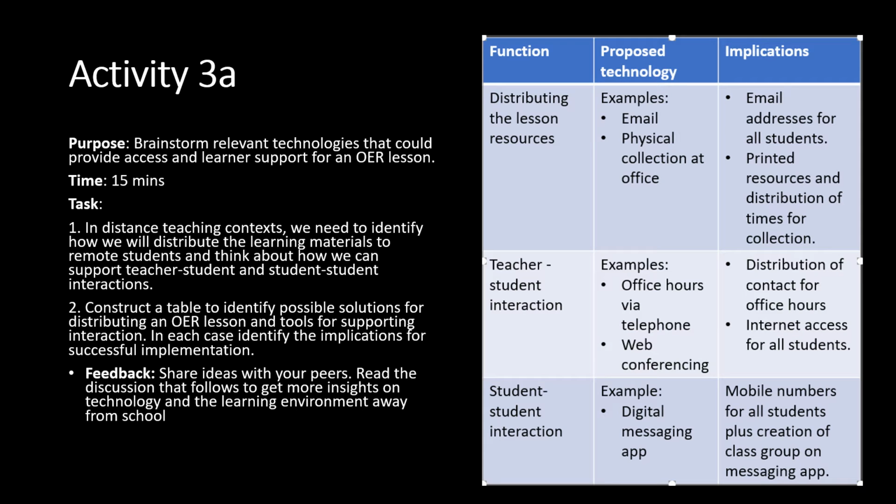This unit has a total of 8 short activities, 3A to 3H, involving reading, preparing an output, and sharing these with colleagues in the discussion forums. In Activity 3A, we brainstorm relevant technologies that could provide access and learner support for a lesson supported by OER. We ask you to identify how we will distribute learning materials to remote students and think about how we can support them. You will go on to identify possible solutions for distributing an OER lesson and tools for supporting interaction.